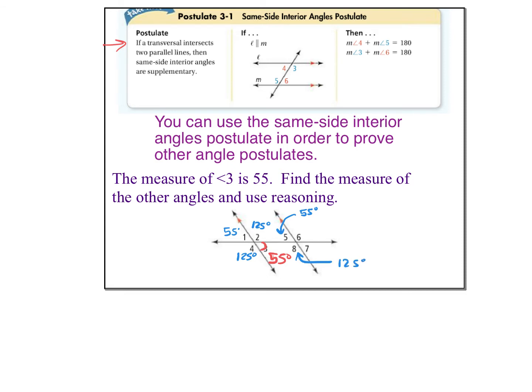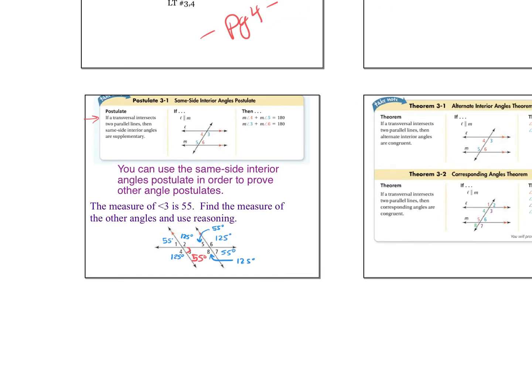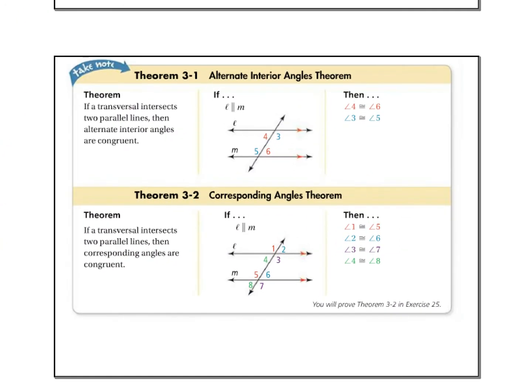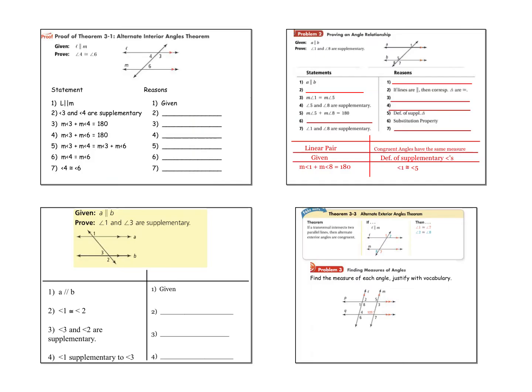What's the measure of 6? Vertical to 8. And the measure of 7? Vertical to 5. Also, how does 7 and 3 relate? They're corresponding. Nice job. Okay. So, obviously we have these other theorems. Alternate interior angles theorem: if lines are parallel, alternate interior angles are congruent. If lines are parallel, corresponding angles are congruent. And so we have all those theorems. Let's go to the next page.